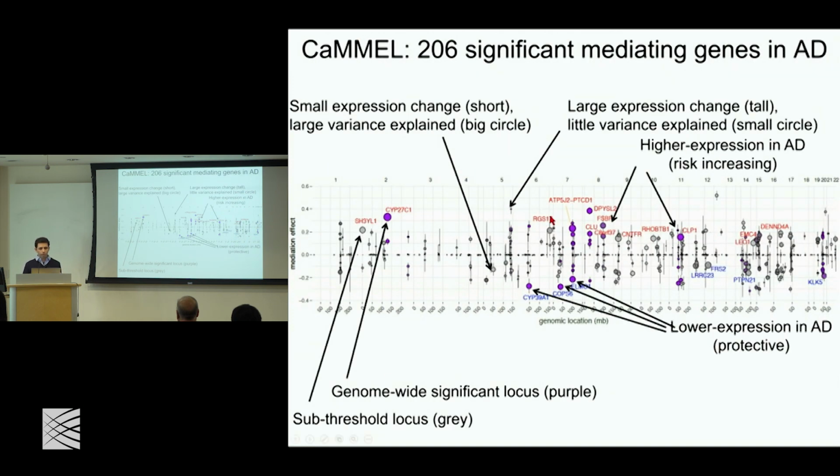When we do this across the genome, we find hundreds of genetic loci that we now predict are causal contributors to Alzheimer's disease. The purple ones among them are the ones that were in genome-wide significant loci.